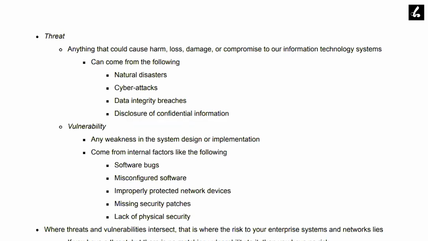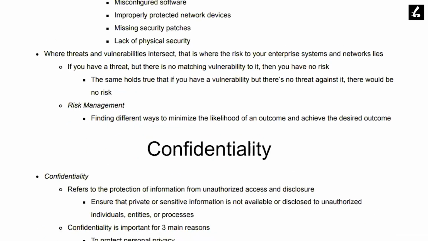A vulnerability is a weakness in the system, and it comes from various factors like software bugs, misconfigured software, network devices not properly protected, missing security patches, or lack of physical security. It is a fundamental thing that if threats and vulnerabilities are there, your organization can be hampered.